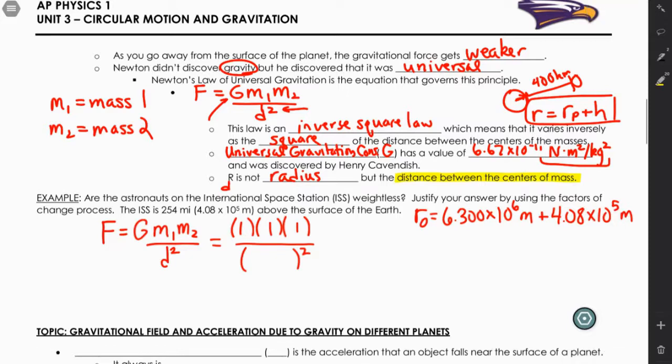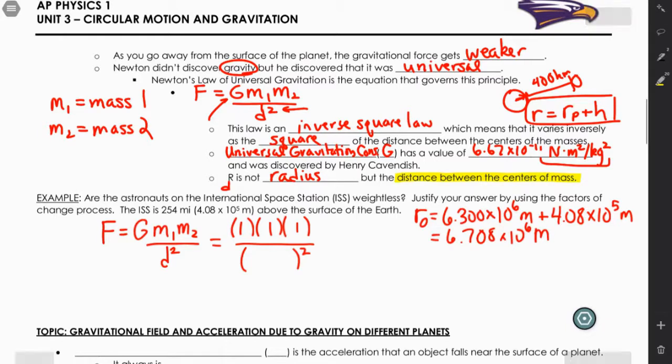I did not write this down on my page here. So 6,300, just typing in some of the numbers, 4.08 exponent 5. And so this is going to be 6.708 times 10 to the 6th meters.